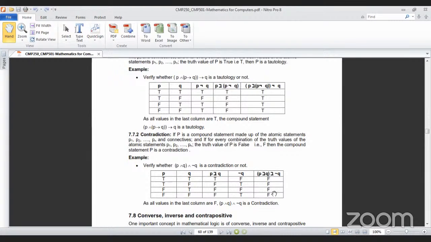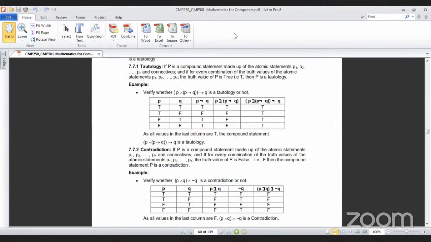Now I don't know whether you're having it or not in your exam. There's one more thing. If there are random values, like T F F T, something like this in the column, then it is called a contingency. It's not there over here, but still for your knowledge, it is called contingency. It means it is neither all true values nor all false values. It can be TF, FT, whatever in the last column.